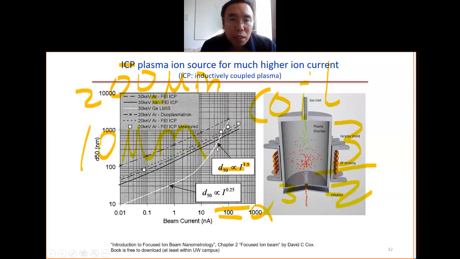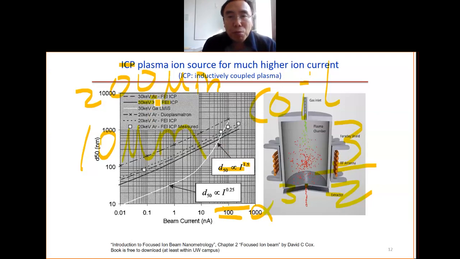Then this is the liquid metal ion source. The white line is not as good as this solid line. But this black solid line corresponds to the 30 kV xenon plasma source. You can see that there's a smaller beam size for the larger beam current. So nowadays we use xenon rather than argon.